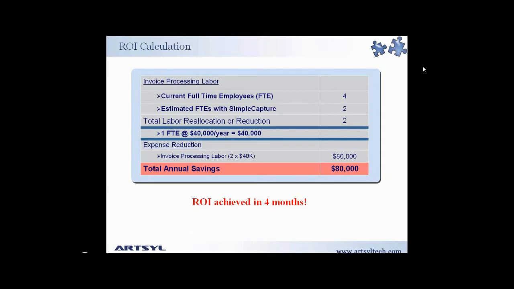Now, 2 SimpleCapture licenses with AutoFind and implementation is somewhere around $25,000. So you're looking at approximately 4 months to get a return on investment. So when you walk into, especially as I said in the beginning, AP or the accounting department, and you show them these types of return on investment, you will steer the answer towards your solution proposal.